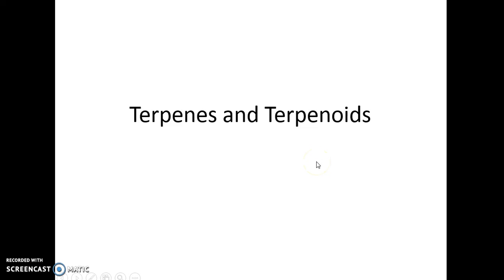In this lab, we're going to be looking at some terpenes that have functional groups on them, and we're going to look at the NMR, IR, and the UV to try to see if you can match the spectra to the structure. Before we can do that, you have to understand what a terpene or a terpenoid is.